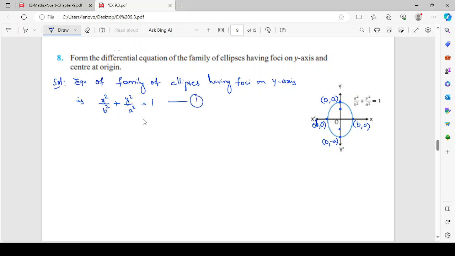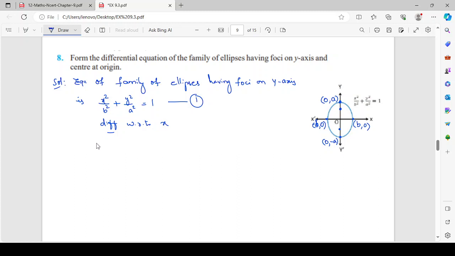For this family of curves, we need to find the differential equation. In order to calculate the differential equation, we need to observe how many arbitrary constants are present. That is the first step. So there are 2 arbitrary constants. We need to eliminate the 2 arbitrary constants by differentiating the given curve 2 times. Okay, so first differentiating on both sides with respect to x.